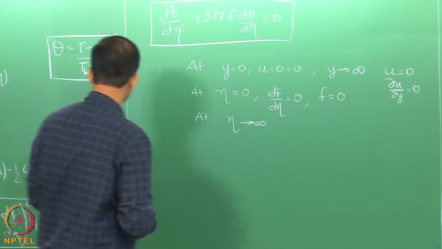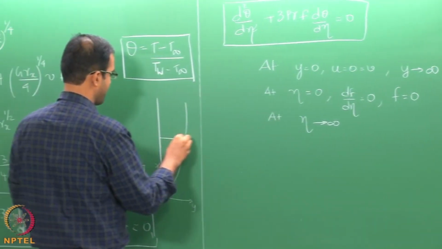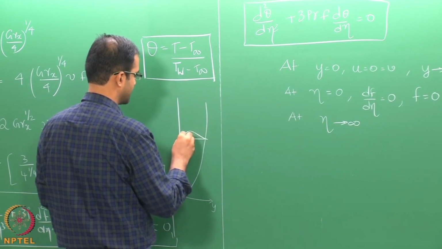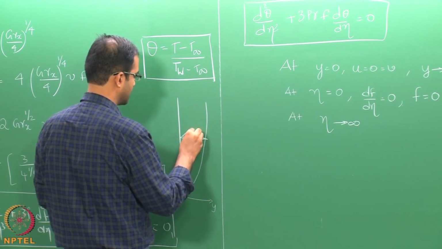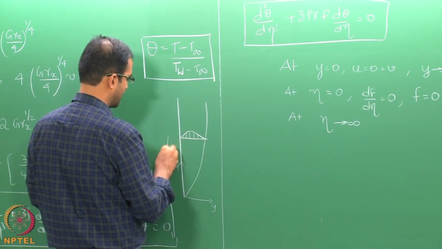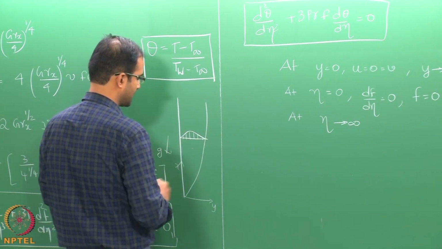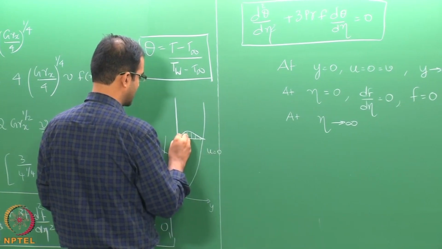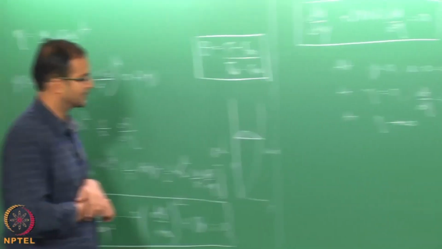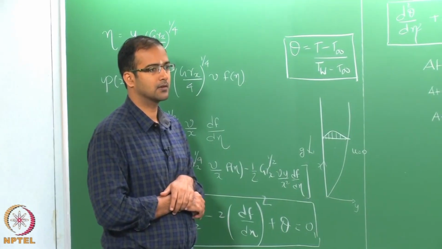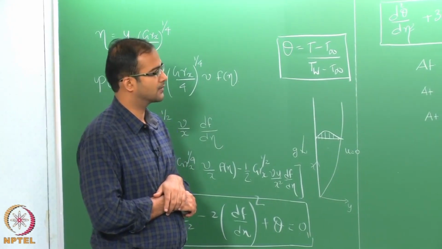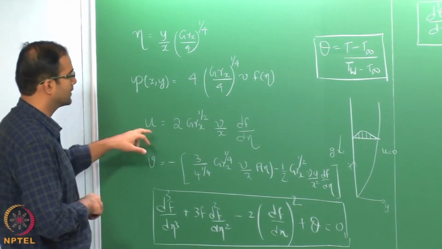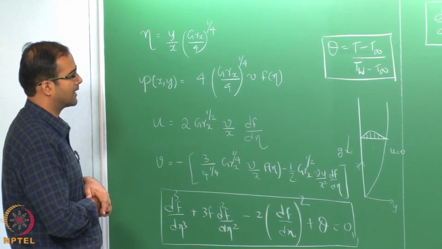So, if you draw the velocity profile here, the pure natural convection case, with the gravity acting downward, this is 0 outside and also at the plate. So, we can say both u equal to 0 and also the derivative of this equal to 0. So, therefore, if you put the condition u equal to 0, what happens?